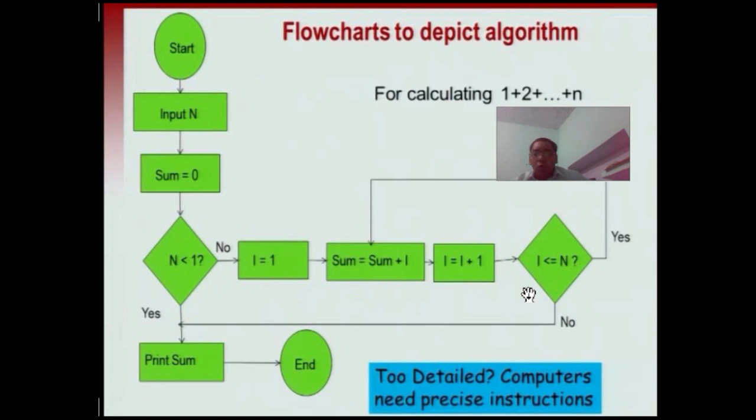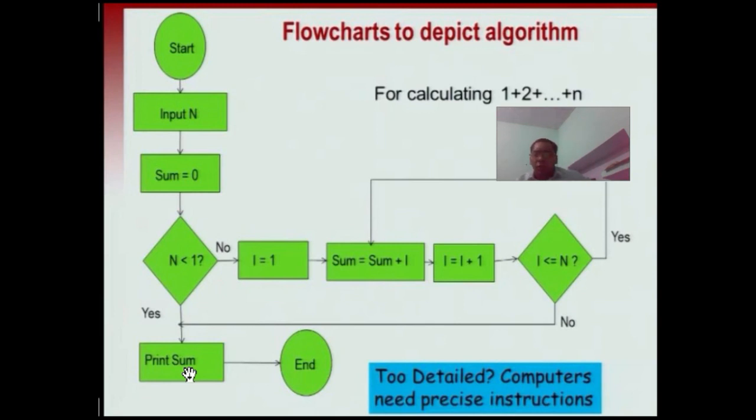If I is not n, then you go back and do all the sums again and again until you hit I equal to n. When you reach I equal to n, you come out of the program, print the sum, and end the program. So this is a very simple flowchart.